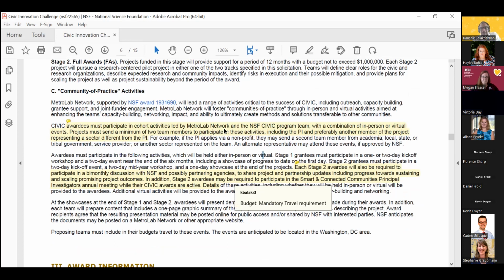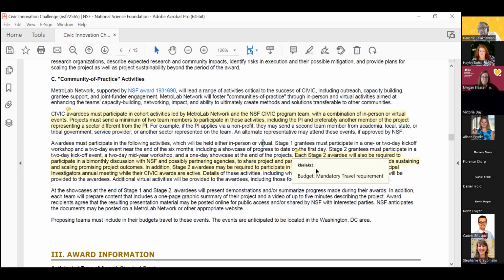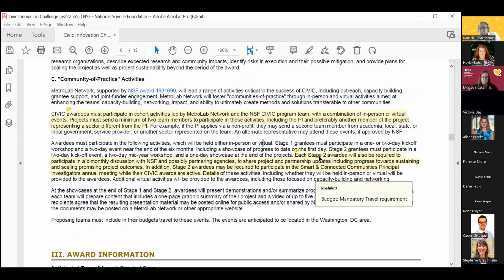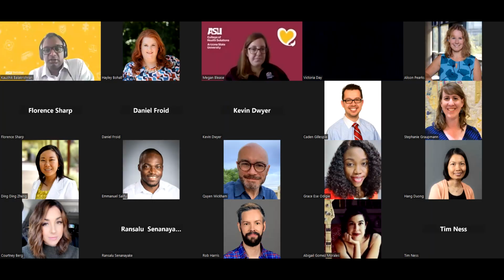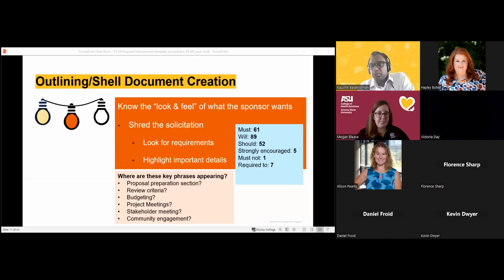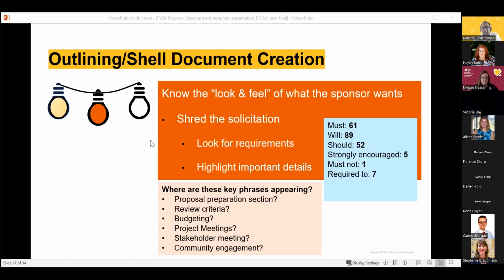So simple searches like that will help you. It also lays down that the awardee in stage 2 will be required to participate in bi-monthly discussions with the sponsor, NSF, and other agencies to share updates. So again, NSF is going to hold you accountable with all the things you said that you will do. So this is one way to shred the solicitation, is to go through some of these phrases and then see where they are appearing.